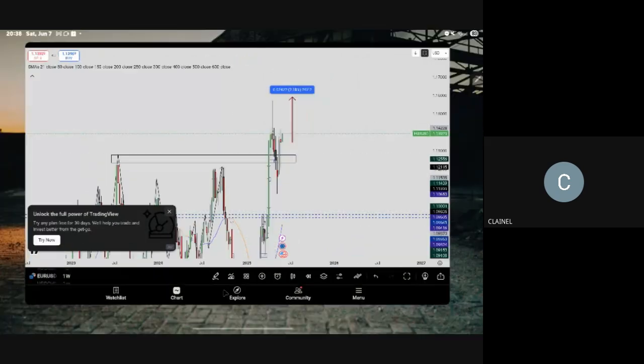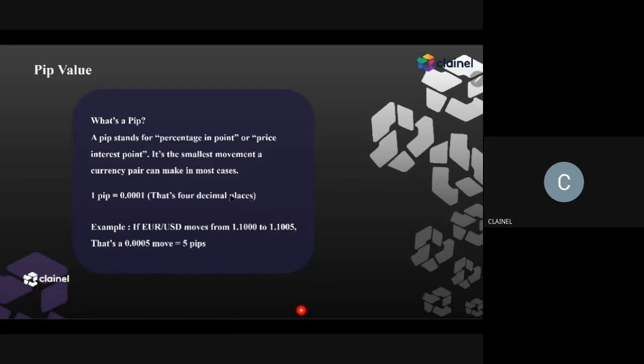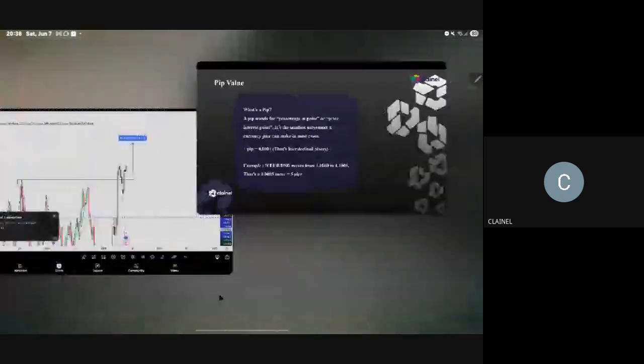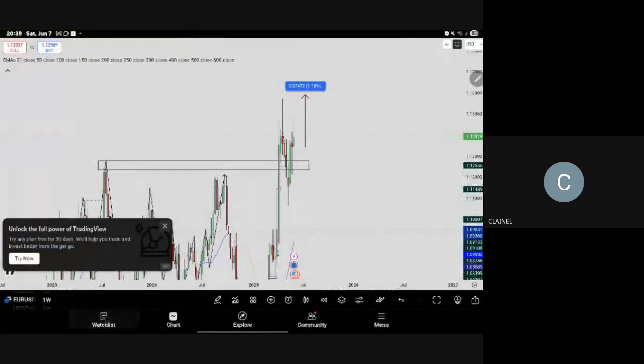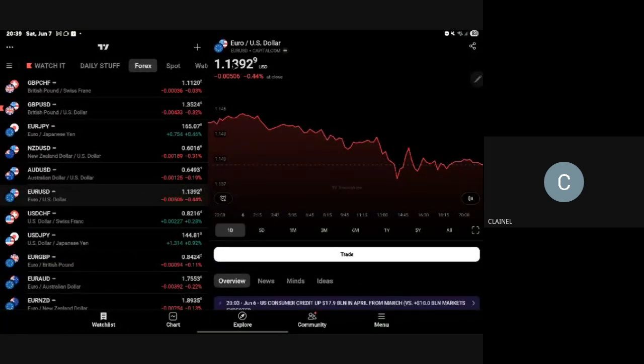So moving on to our slide. We now know what a pip is. The pip is the smallest increment in price, because forex currency pairs don't just increase rapidly. There is a change in pip value in that fourth decimal place, which is shown here in our TradingView. As you can see, we have one decimal place, two, three, four decimal places. The increment from this place is usually the pip increase.